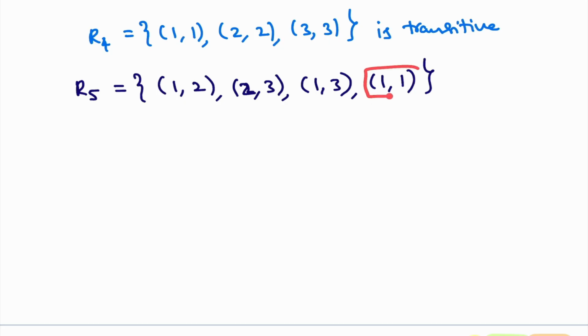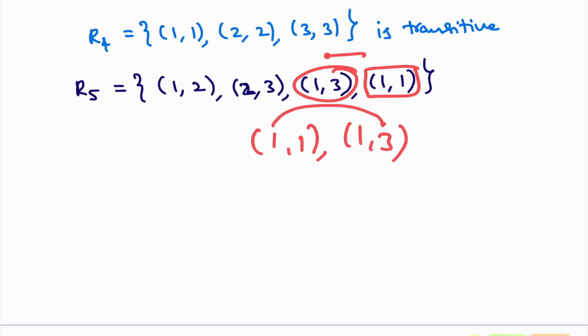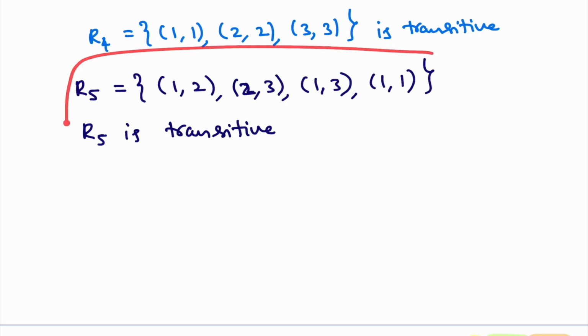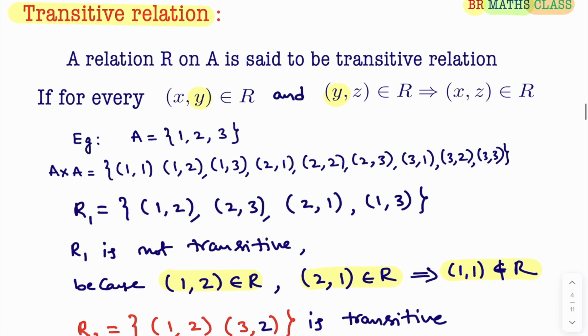Now you see here 1 comma 1, 1 comma 3. I hope you are understanding. What is x comma z? X comma z is 1 comma 3. 1 comma 3 is there here. So that's why I'll say that for such type of elements, x comma x, 1 comma 1, 2 comma 2, 3 comma 3, there is no need to check the transitive condition. This always passes the transitive condition. So this element passes the transitive test. So R5 is transitive.